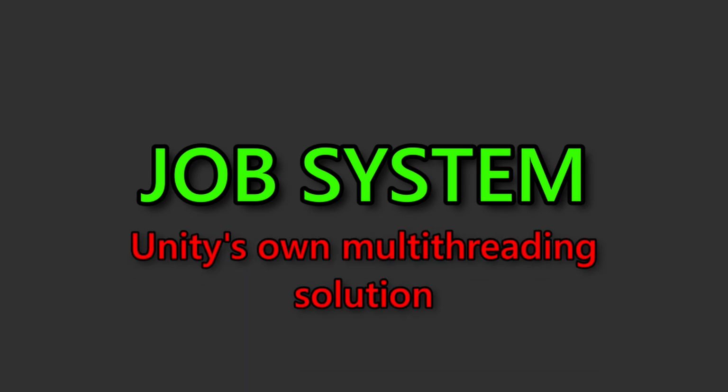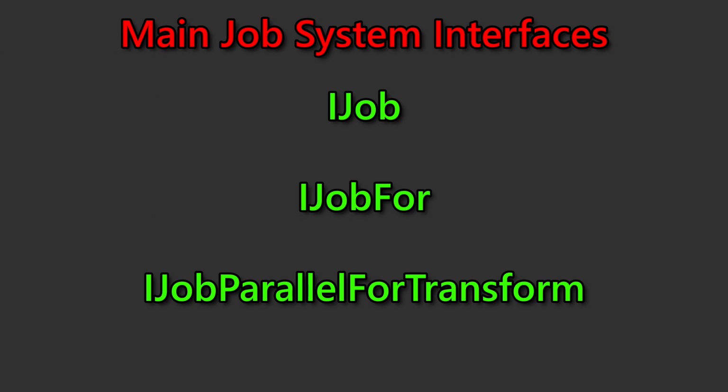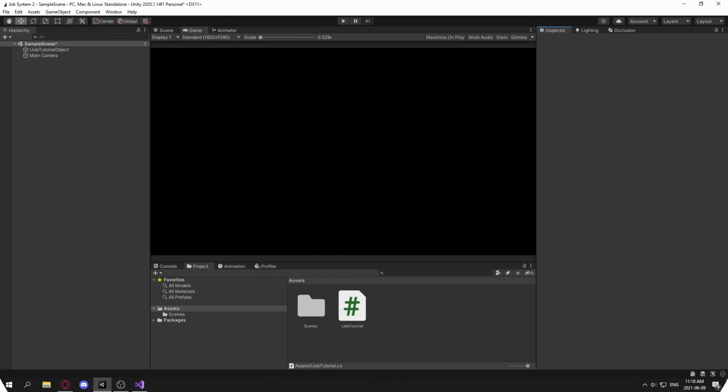The job system is Unity's own solution for multi-threaded code. In this series, I will go over the three main job systems that you can use to bring out your game's full potential. For this episode, I will be covering the basic IJob interface. So let's get started.